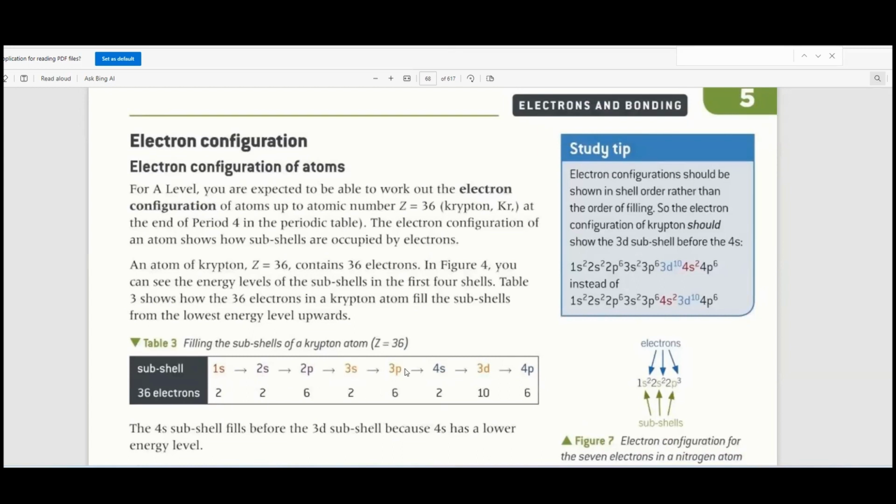So 1s, 2s, 2p, 3s, 3p, 4s, 3d, and 4p. So 4p is the maximum you will go to in A levels. You won't go to D here or F. We won't see F at all. This is the end of period 4 in the periodic table. So we need to memorize up until atomic number 36, krypton. And you don't even need to memorize it. You already know the sequence of how the electrons will be filled: 1s, 2s, 2p, 3s, 3p. After 3p, 4s, then 3d, and then you go to 4p.